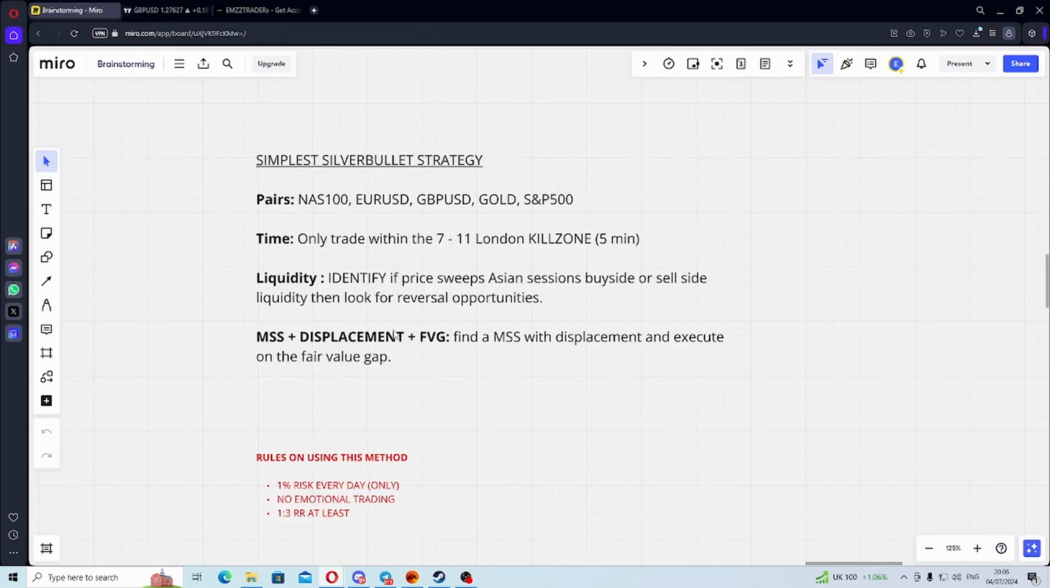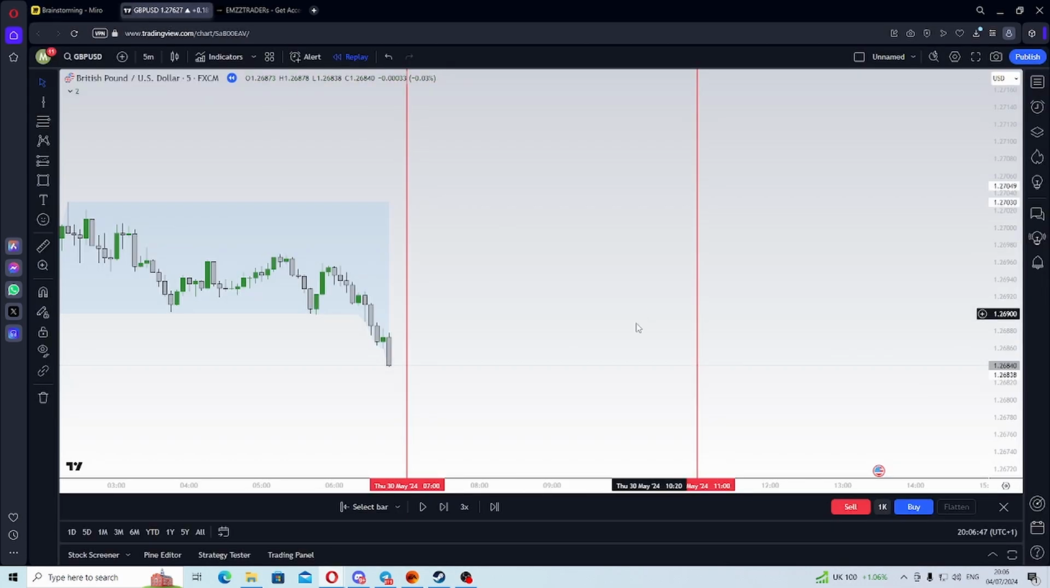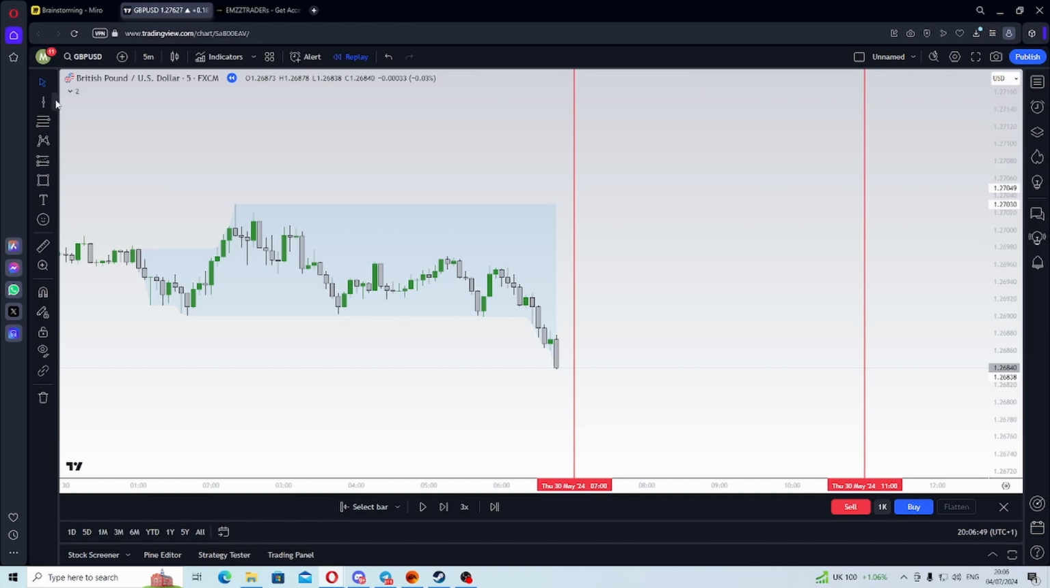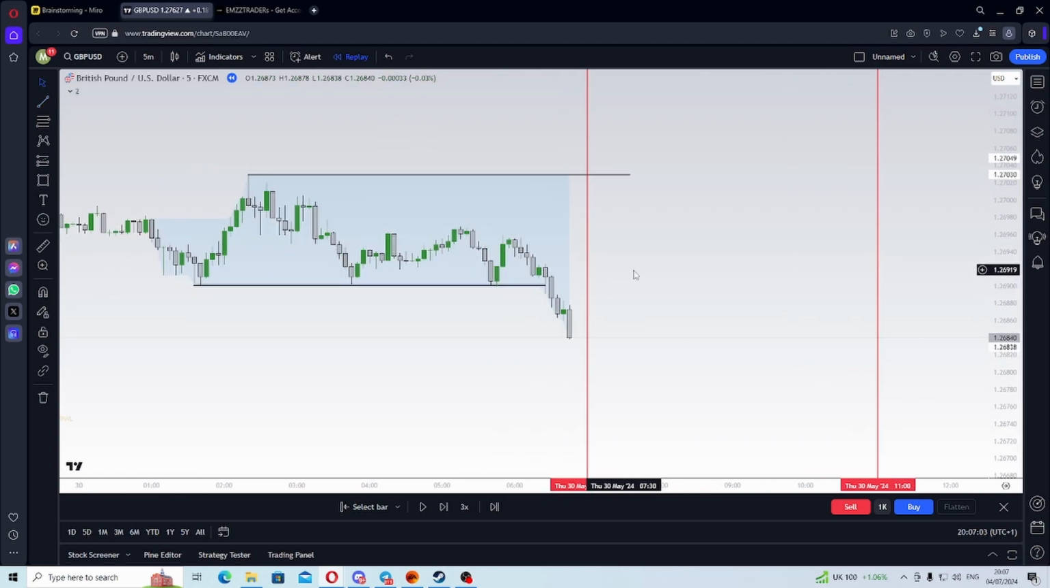Now we need to identify if price sweeps Asian session's buy side or sell side liquidity. Then we look for the reversal opportunities. So I'm going to be marking out my Asian session's buy side, which is right here, and the sell side liquidity. As you can see, there's 3 areas here which have actually been supported by price. So there's a very, very strong support level right here. So I can tell already that price will go to the upside. But I'm going to still mark this one out just because I'm following the criteria of the checklist, okay?